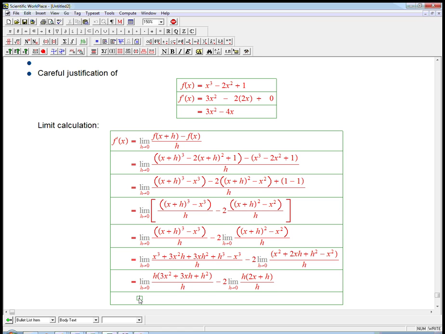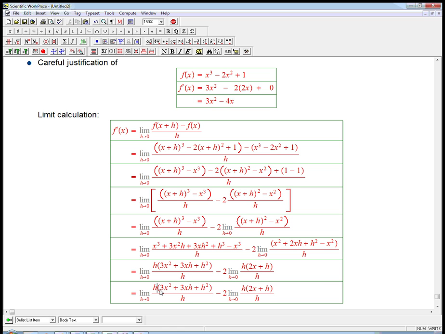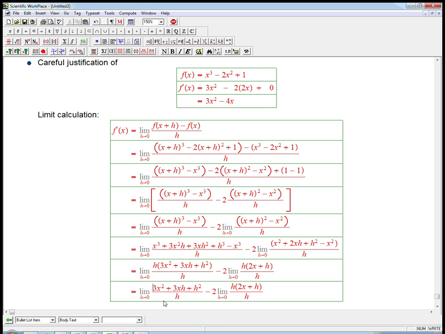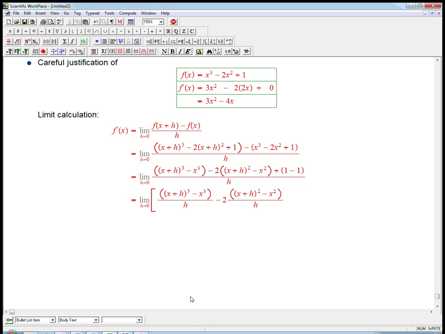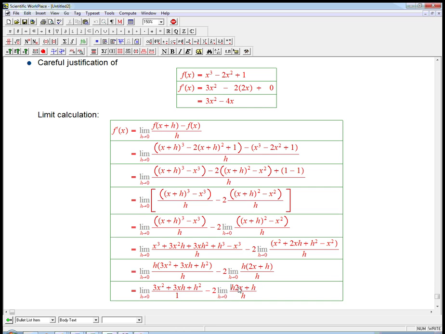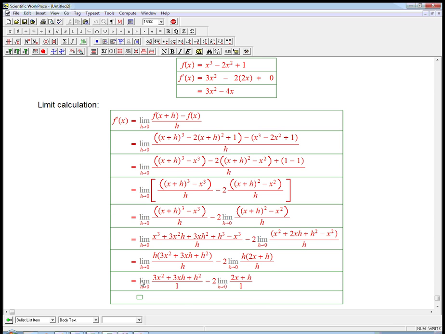But let me just go ahead and do that. I don't need the parenthesis anymore. Oops. And that's a 1 on the bottom. Yay! And now it's easy to take the limit. There's no problem. Now remember, x here is just anything, but it's not a variable as far as the limit is concerned. It's just kind of hanging out for the ride.